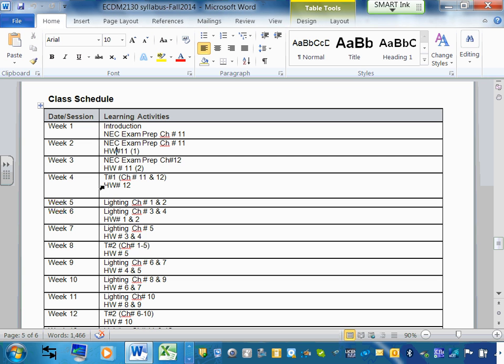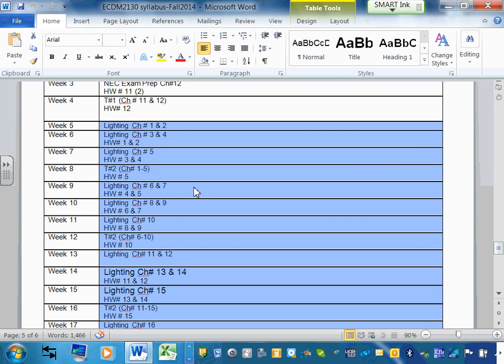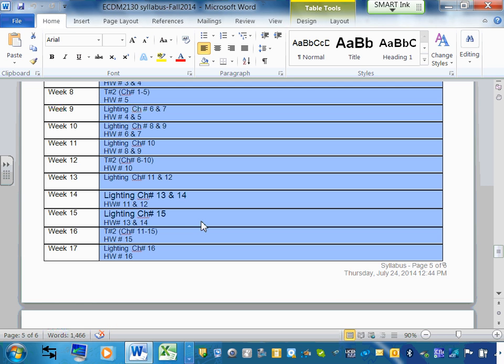And then we're going to move on after week 4. In week 5, we switch into lighting. Can you guys see that? In week 5, we switch into that book that you guys bought, the lighting book. And we do chapter 1 through chapter 16 in this lighting book. You can see roughly when the test is going to be.